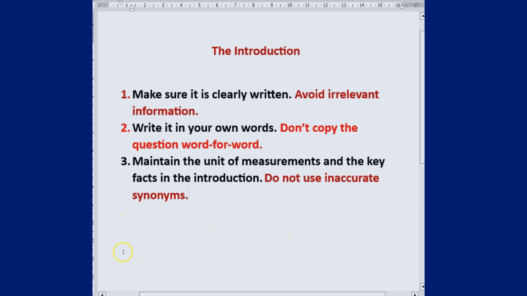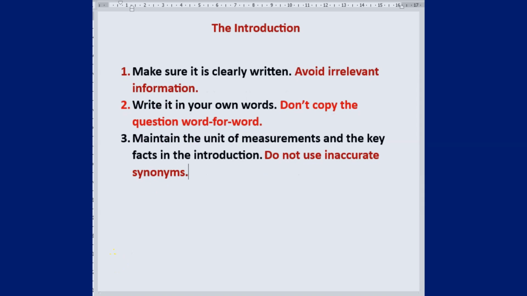Let's look at the last point you should note in the introduction. Finally, in the introduction, you are supposed to introduce all the charts and diagrams or tables that have been given to you.